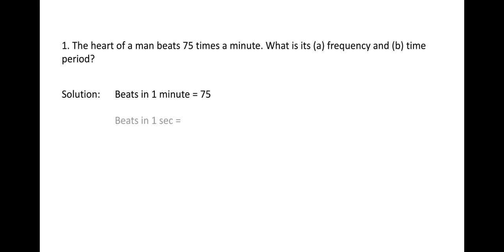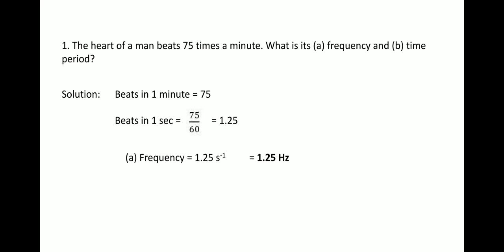That means beats in 1 second will be equal to 75 divided by 60, and this will be equal to 1.25. So now 1.25 beats per second means the frequency is equal to 1.25 per second, or we can say it is equal to 1.25 hertz. So the first answer, frequency, is equal to 1.25 hertz.